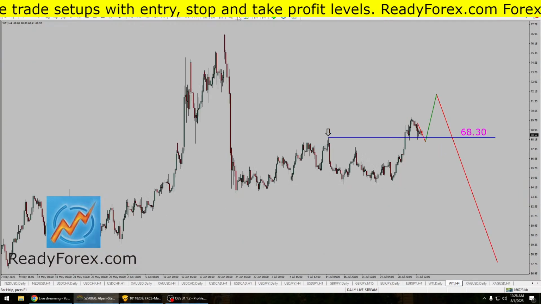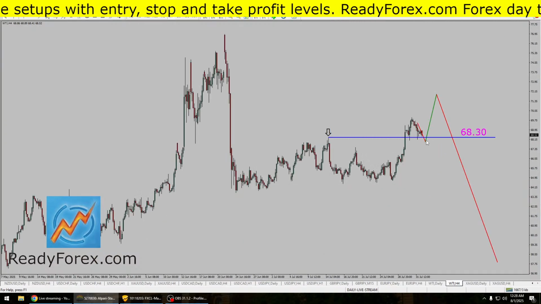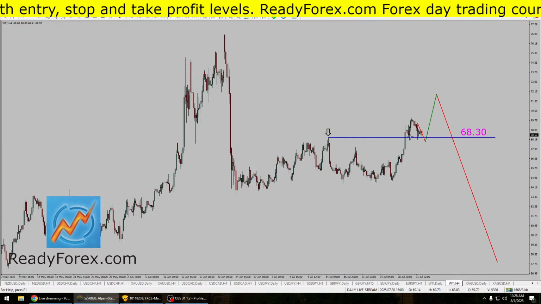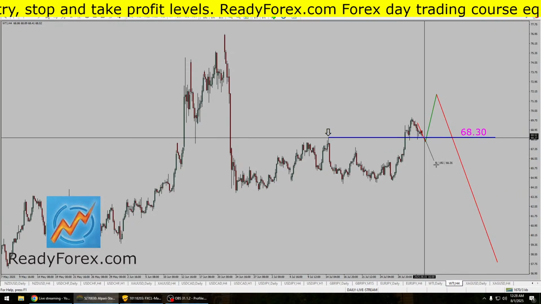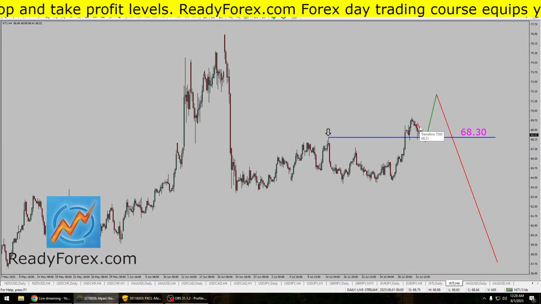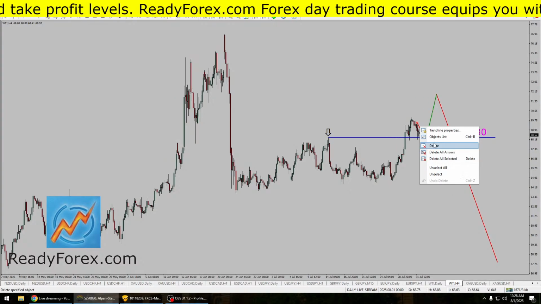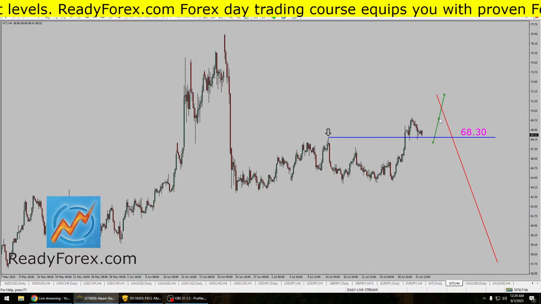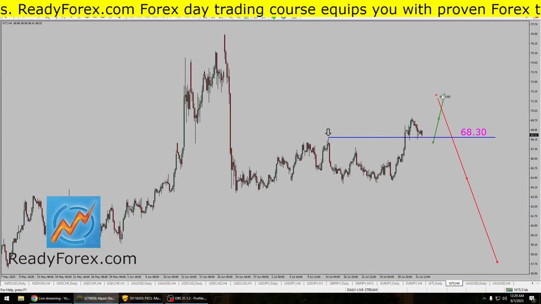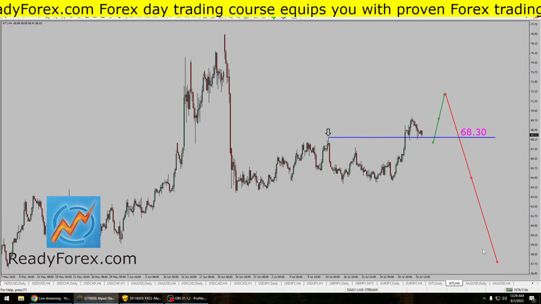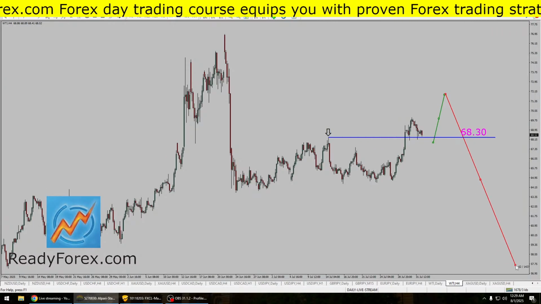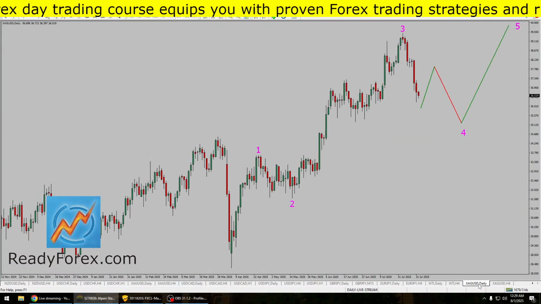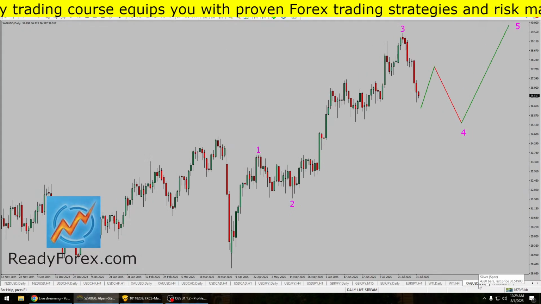So if price action is going to break below the 68.30 level, then obviously it is going to open the door for further weakness. However, it's also possible that price action is probably going to rise up inside WTI crude oil. Okay, next one is the spot silver.